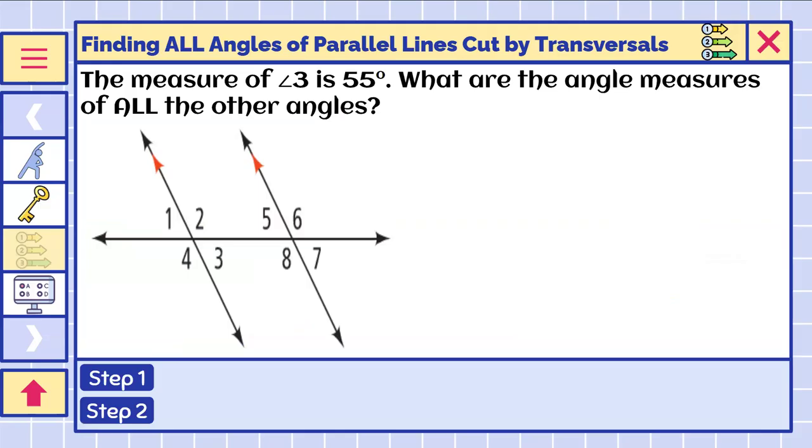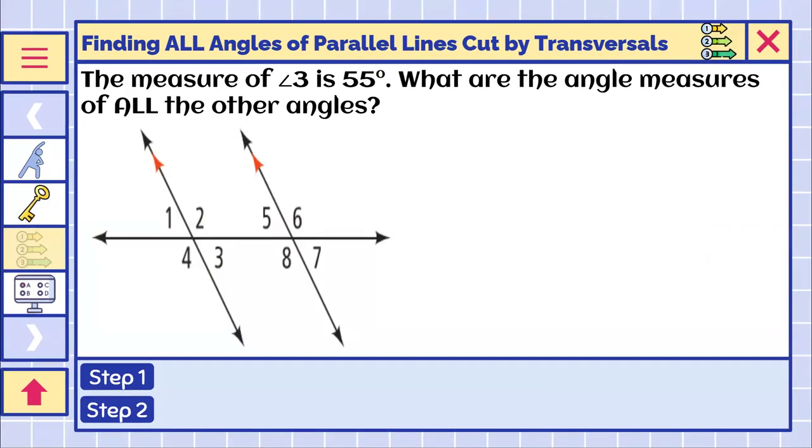Let's actually use that as an example. They're telling us here, the measurement of angle 3 is 55.